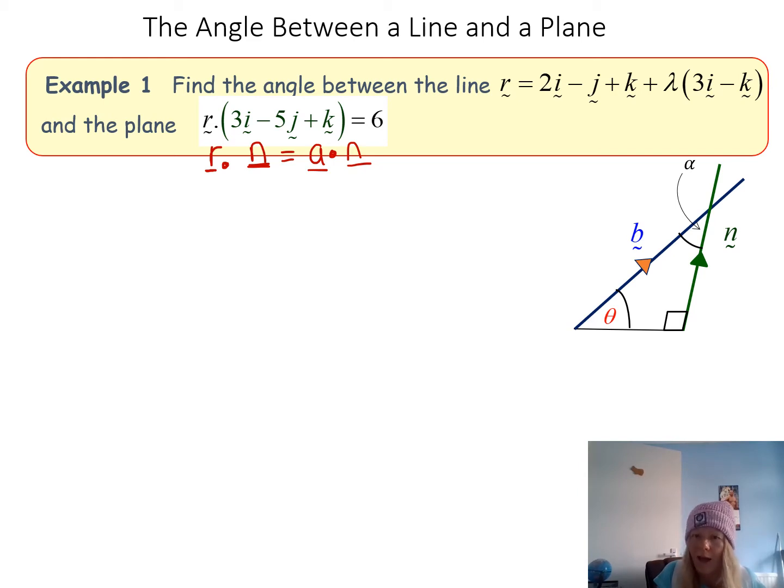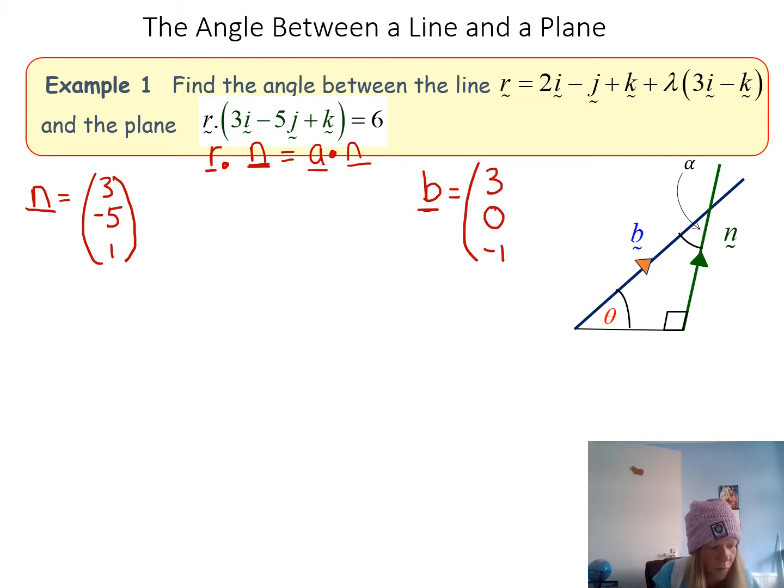And here's the equation of your line. That's the vector A, just a point on the line, and that's the direction vector. So we need to get alpha first. In order to get alpha, we're going to have to write out n. Our vector n, the one that's perpendicular to the plane, is 3, minus 5 and 1. The other vector we need from the line is our b vector, and that is 3, 0, minus 1.